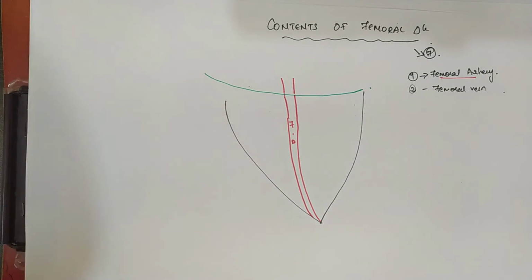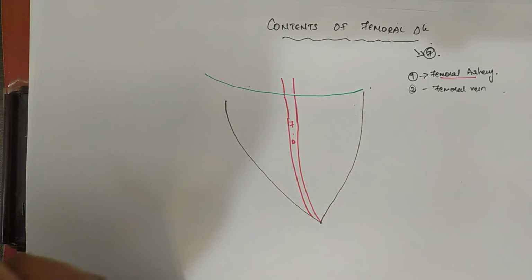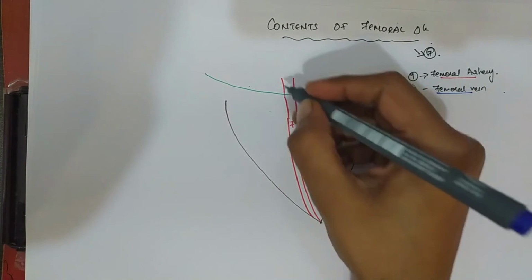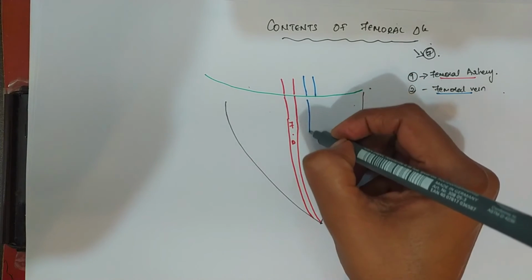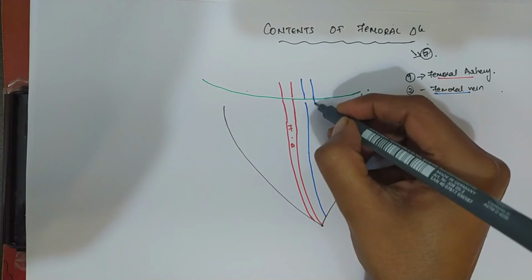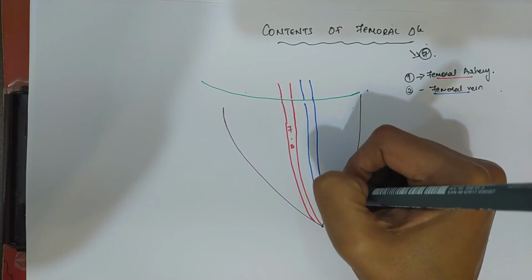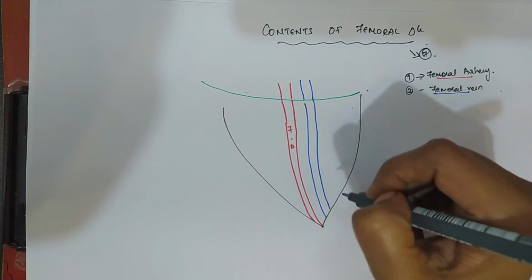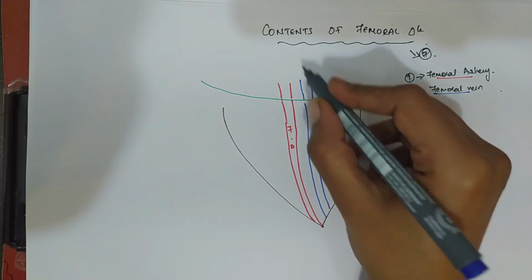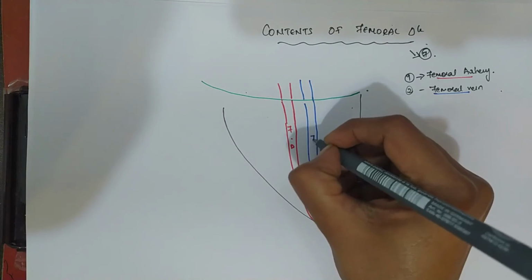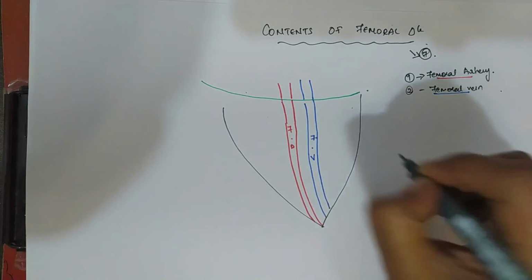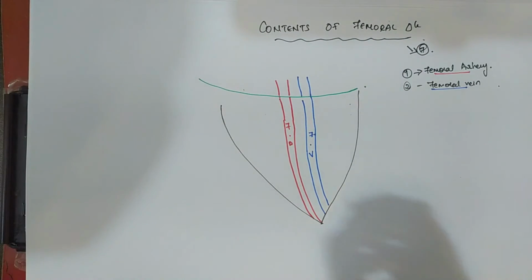The femoral vein is seen medial to the femoral artery. So this femoral vein is seen just medial to the femoral artery. It is also passing like this. So the popliteal vein is going to continue as the femoral vein, which is again going to continue as the iliac vein. So we have this as the femoral vein. Hope you understood. So we are talking about the contents of the femoral triangle.